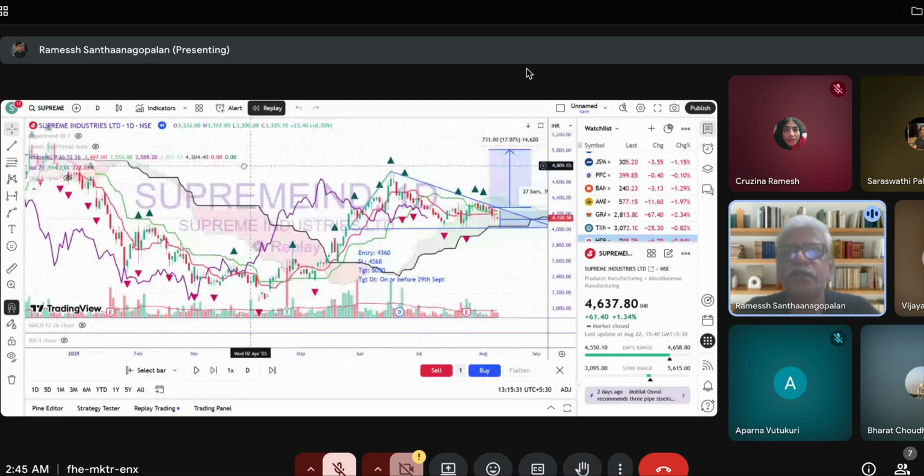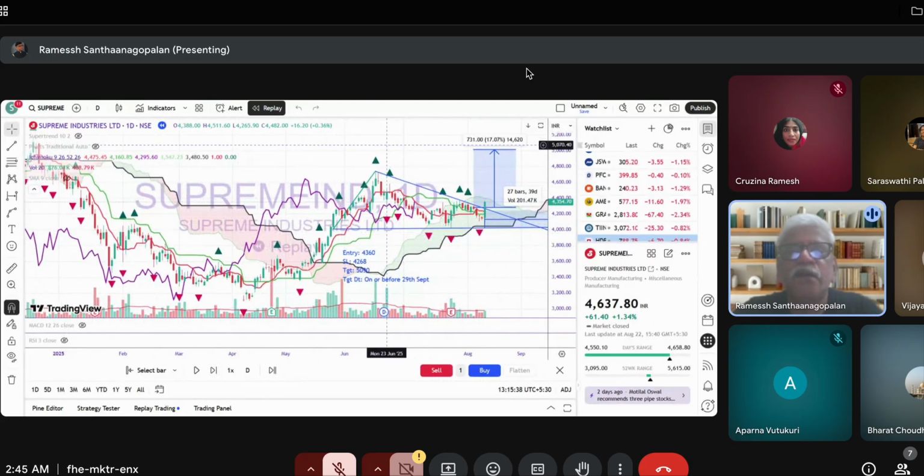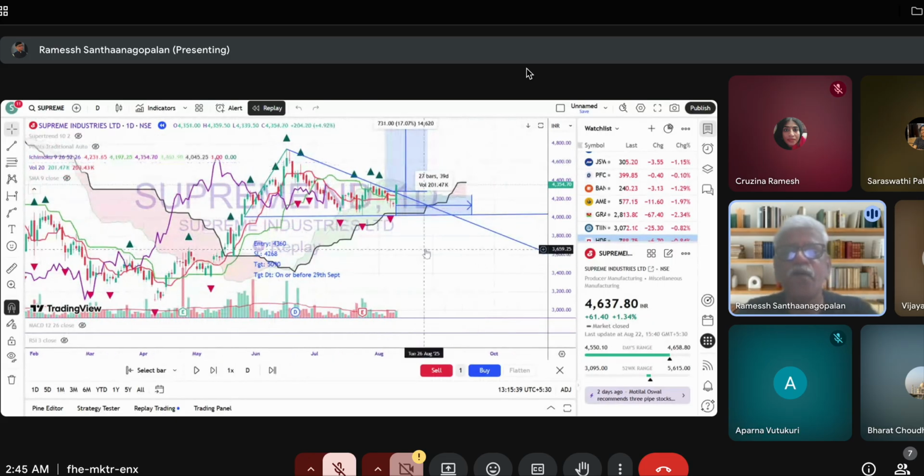Yeah, this is the triangle I have made. I am waiting for that breakout. The breakout has happened. Now the Ichimoku is indicating, for those who have learned Ichimoku. There are some, Kuzina has learned, and I also know, because this trade I have taken with the risk. I have taken it with the risk.